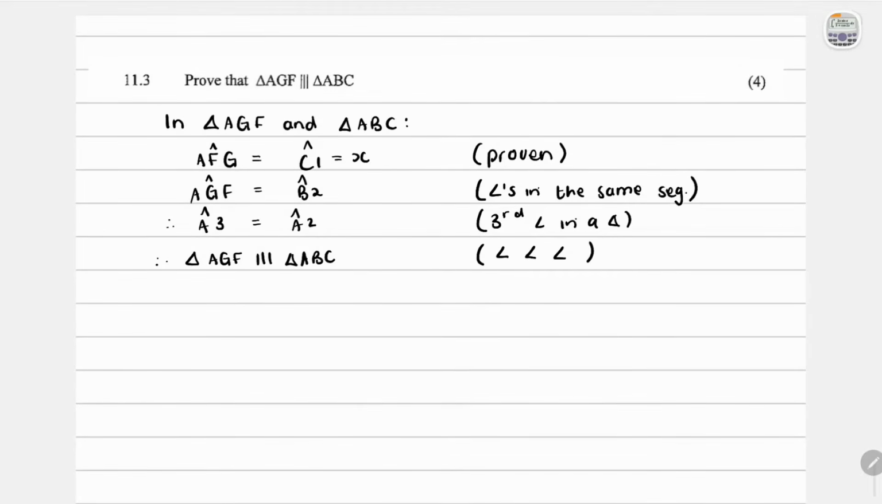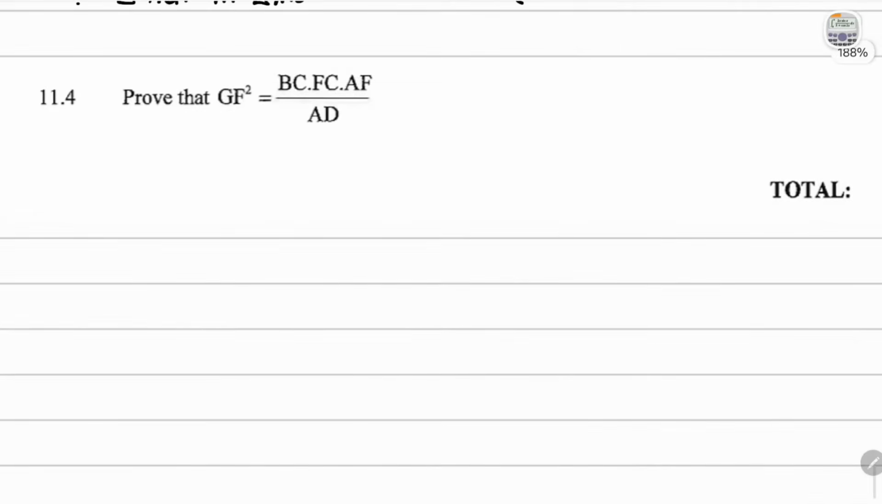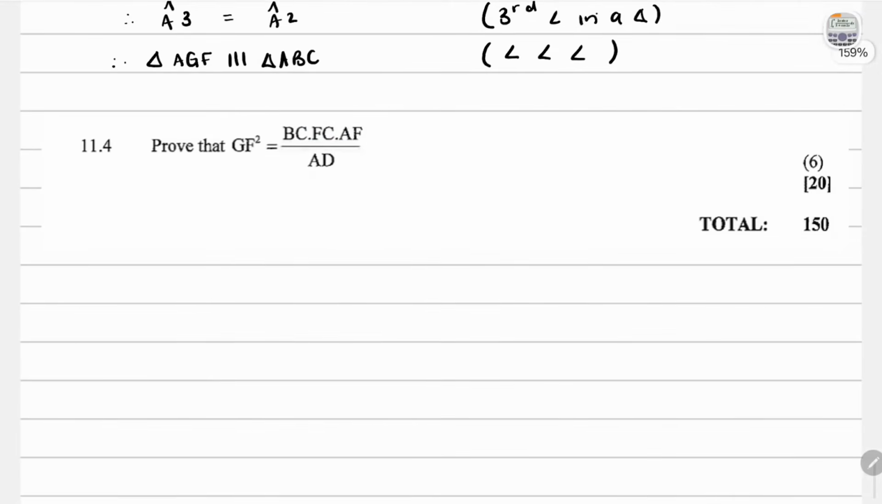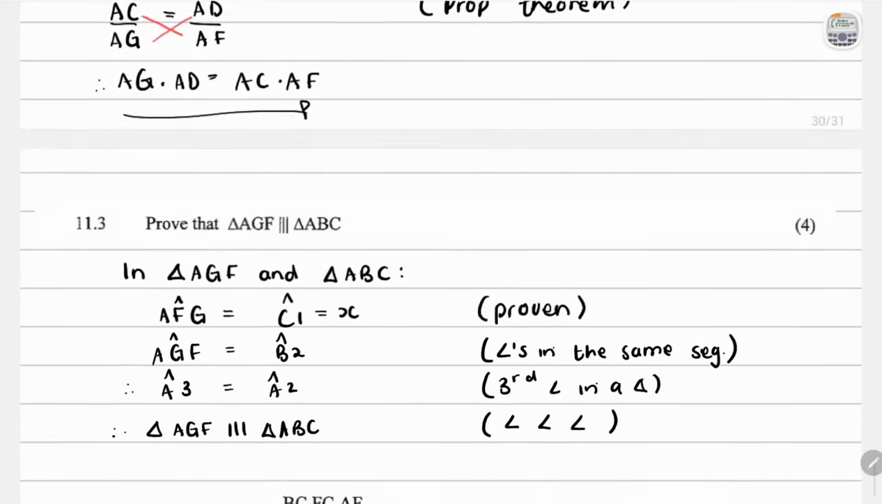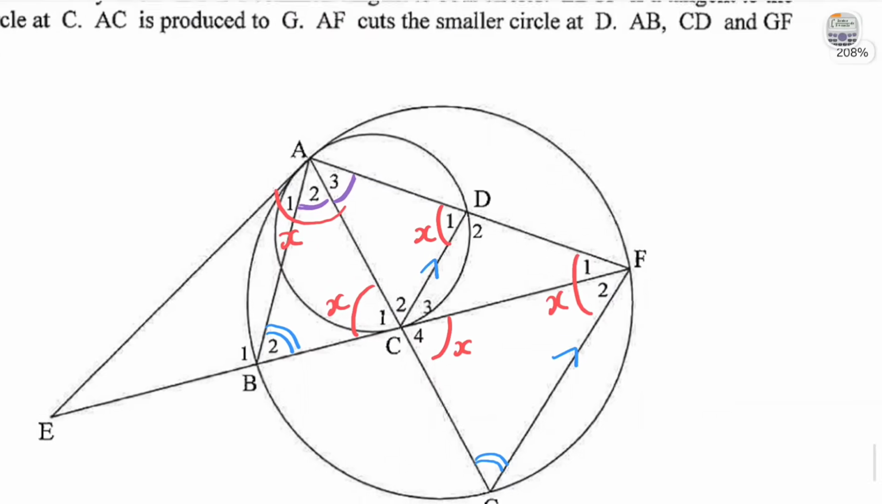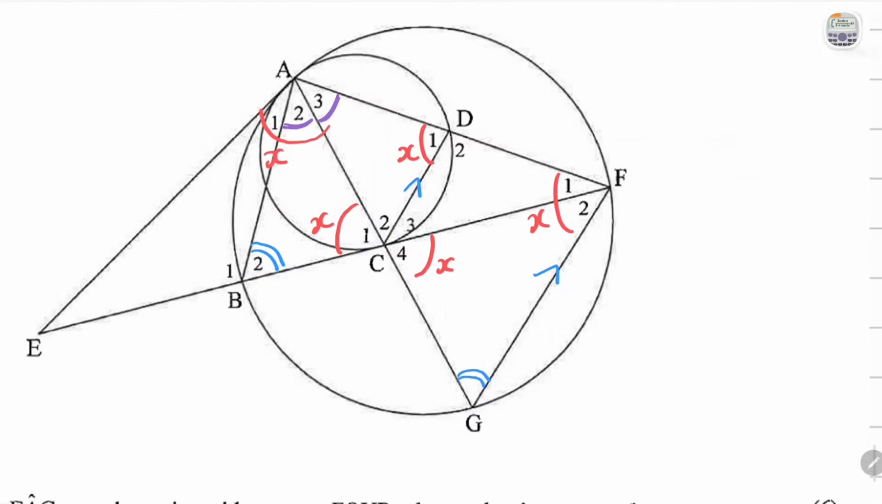Moving on to the next question. Question 11.4 says, prove that GF squared is equal to BC times FC. So when you see these kind of things, we're going to have to find out where these lines are coming from. So let's get our diagram and make sure to update it. I've already updated this diagram. So you see that these two are equal. We have all the x's that are equal there. And these two angles, A2 and A3, are equal.